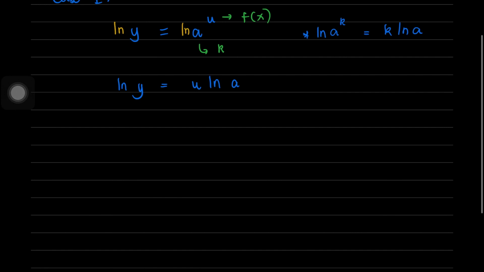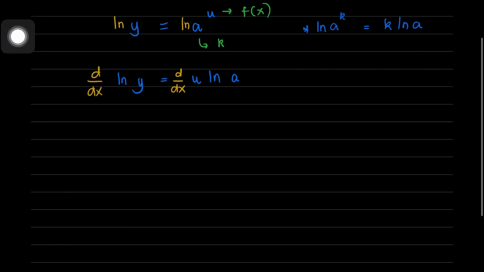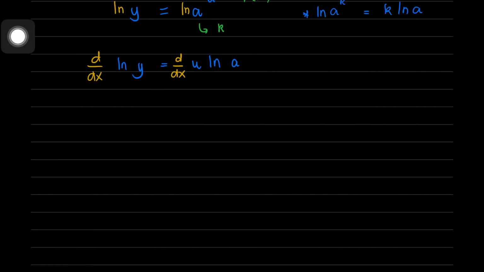After taking the natural logarithm on both sides, we differentiate both sides with respect to x, taking into consideration that a is a constant. The derivative of ln of y is dy over dx all over y. This is equal to, since ln of a is a constant, so we can bring it out, ln of a multiplied by the derivative of u with respect to x.